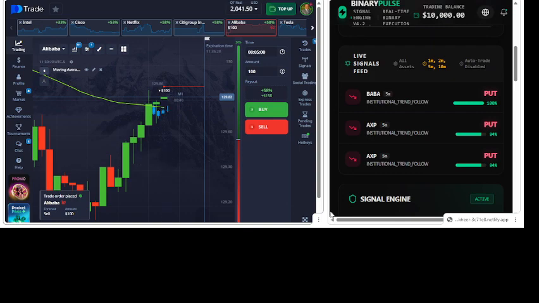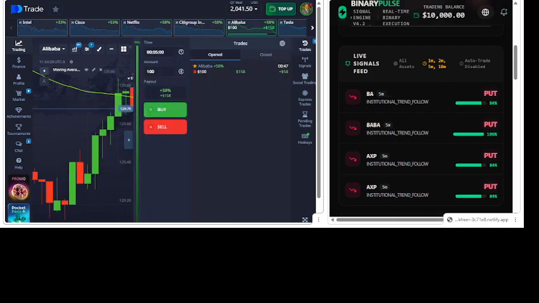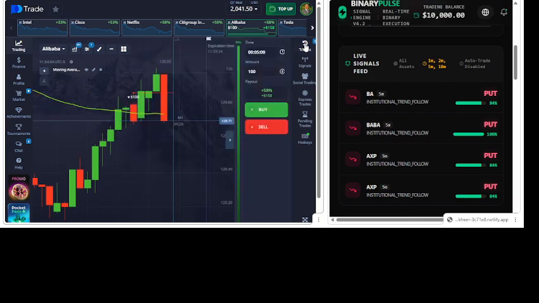So I'm going to pause the video and wait for the expiration and come back and look at the results of that trade. Okay, so I'm back on Alibaba and we have about 40 seconds left in the trade. So we're going to monitor this trade and wait for the expiration here with the signal that the bot generated. As you see here, like I mentioned, Alibaba 5-minute put trade.